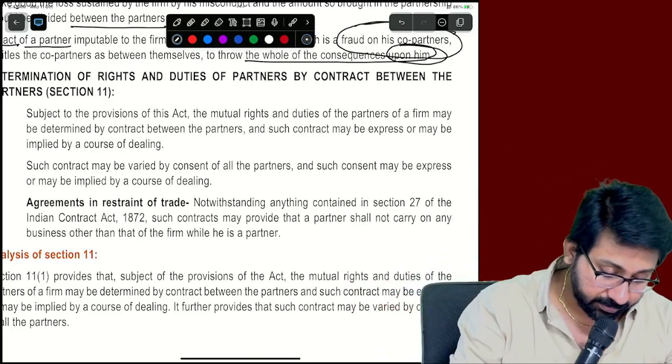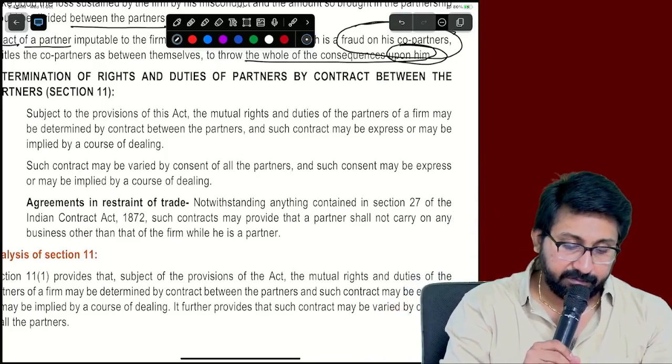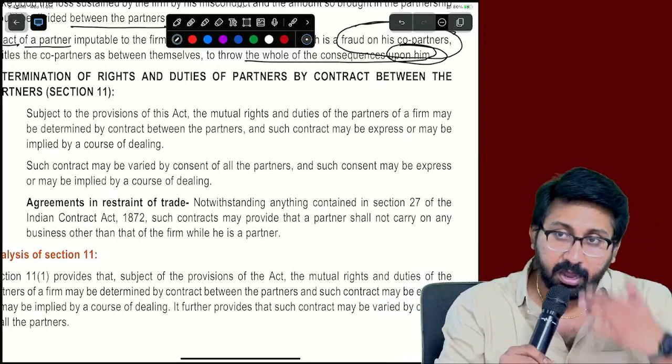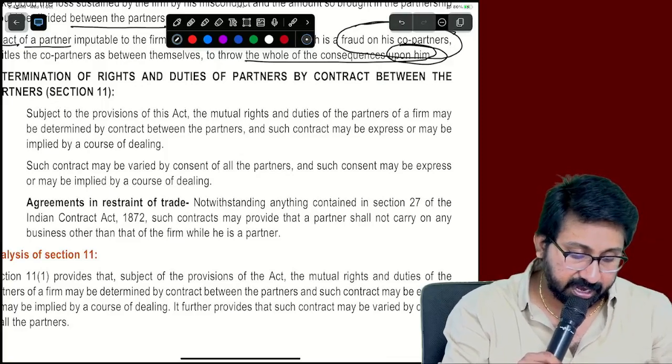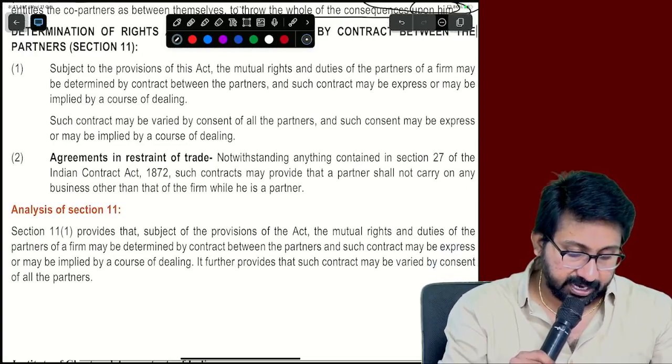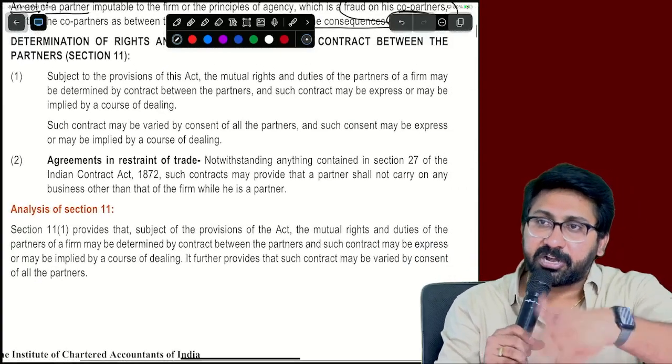Listening? Read again. Such contract may be varied. Varied means changed by consent of all the partners. Such consent may be either expressed or implied by a course of dealing. First, let us read the analysis below. The agreement restraint we will read later.